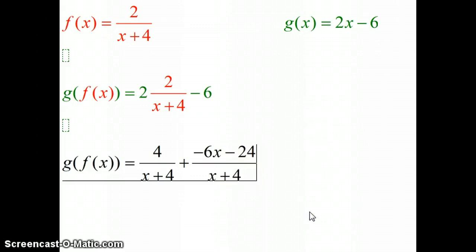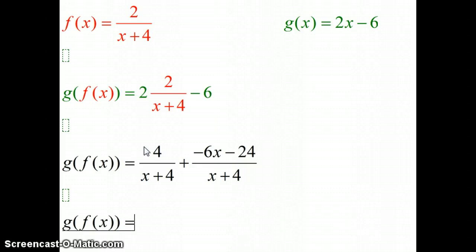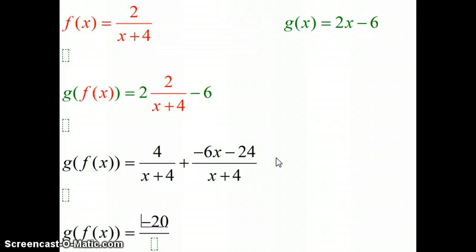So we end up with this, and then for our final answer, g composed with f of x is the same thing as 4 plus -24, that is -20, and the -6x doesn't combine with anything, so I'll just copy it up on top there, and then we just copy our denominator down. And that's what we should be looking at for this specific problem here.